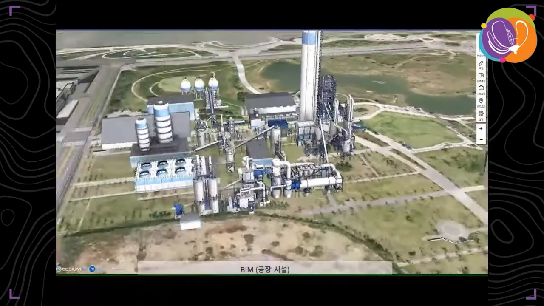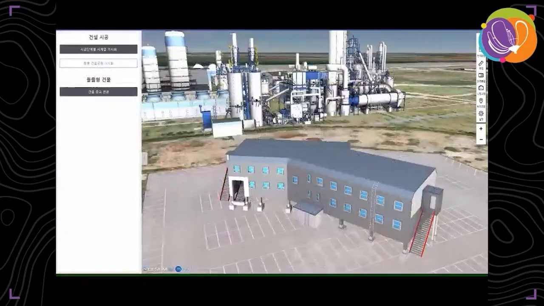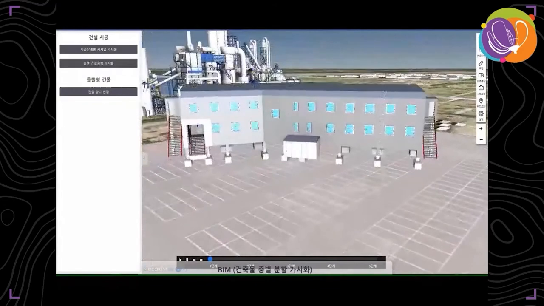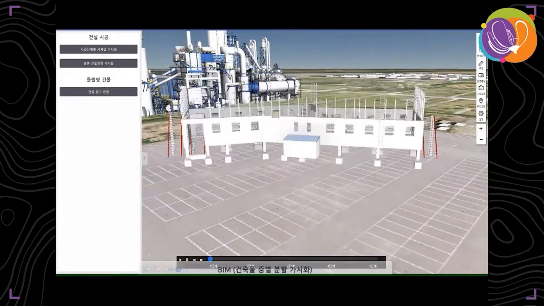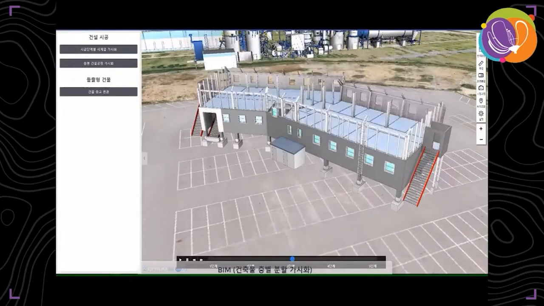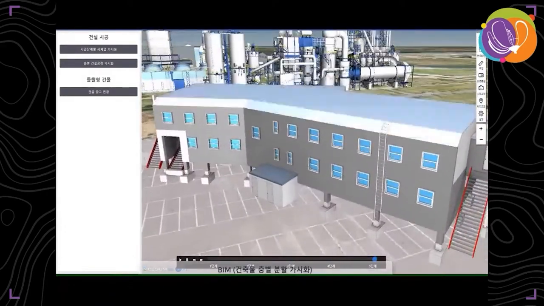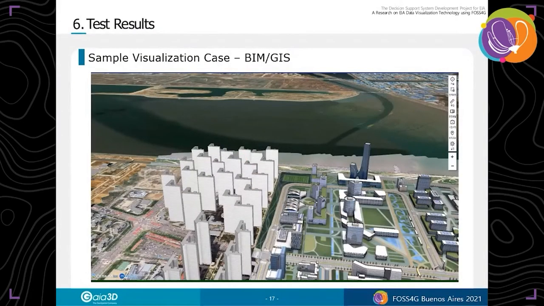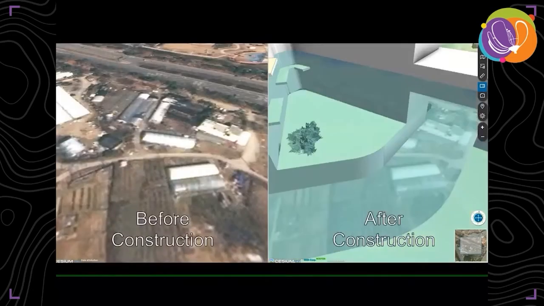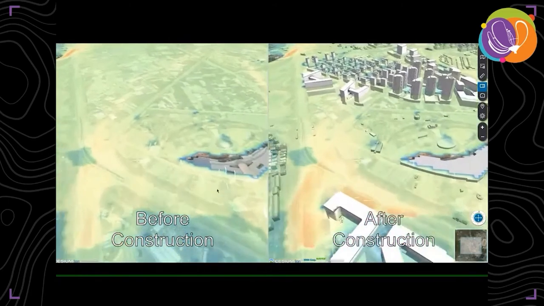We also can visualize the wind and compare the before and the after constructions like this. Now you are seeing the wind data. Left side is a before construction wind data, and the right side you can see the after construction wind data. This shows how a developed plan can change the wind flows and directions.